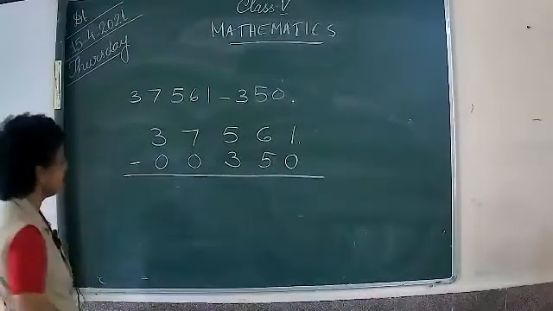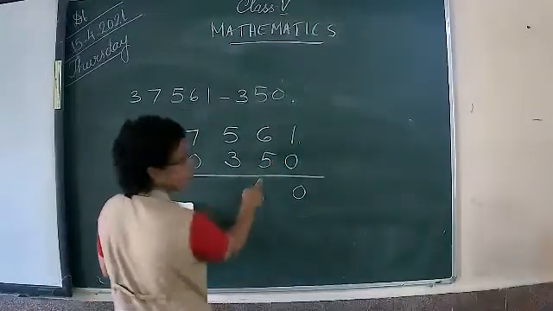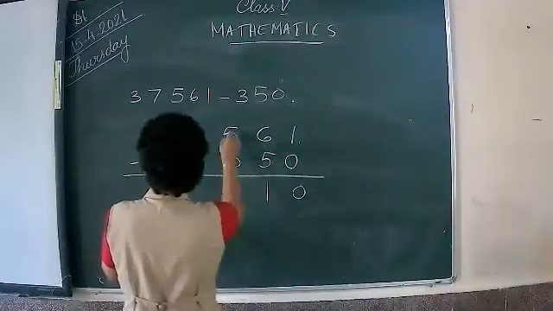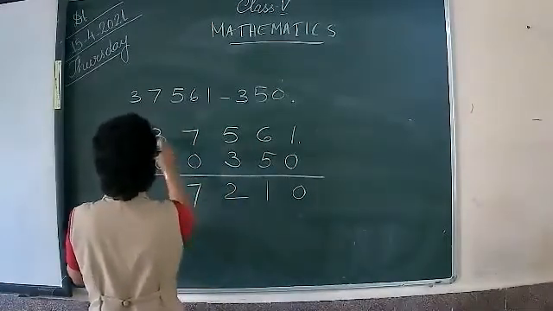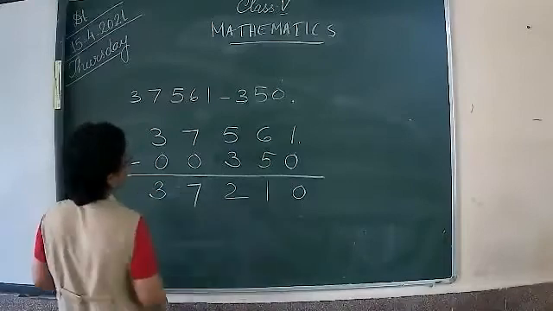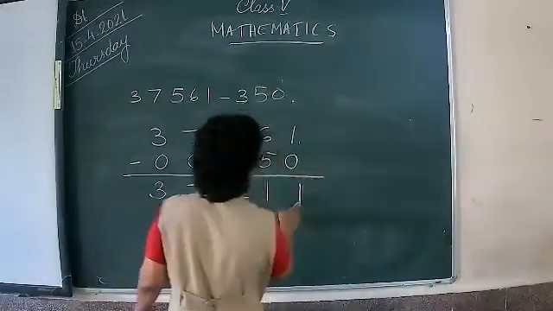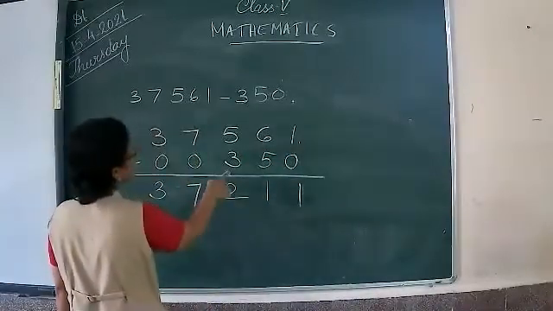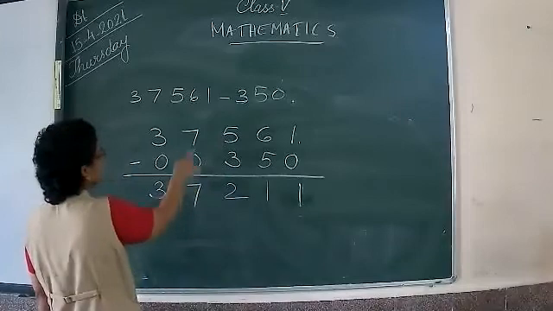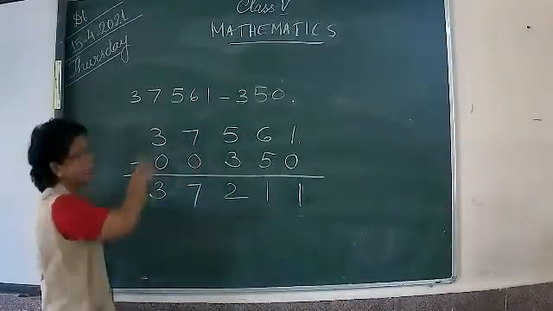Now find the answer there. 1 minus 0, 0. 6 minus 5, 1. 5 minus 3, 2. 7 minus 0, 7. 3 minus 0, 3 there. Check there. 1 minus 0, here is 1. 1, 0, 1 here. 1 plus 5, 6 here. 2 plus 3, 5 here. 7 plus 0, 7 here. 5 plus 0, 3 plus 0, 3 here.